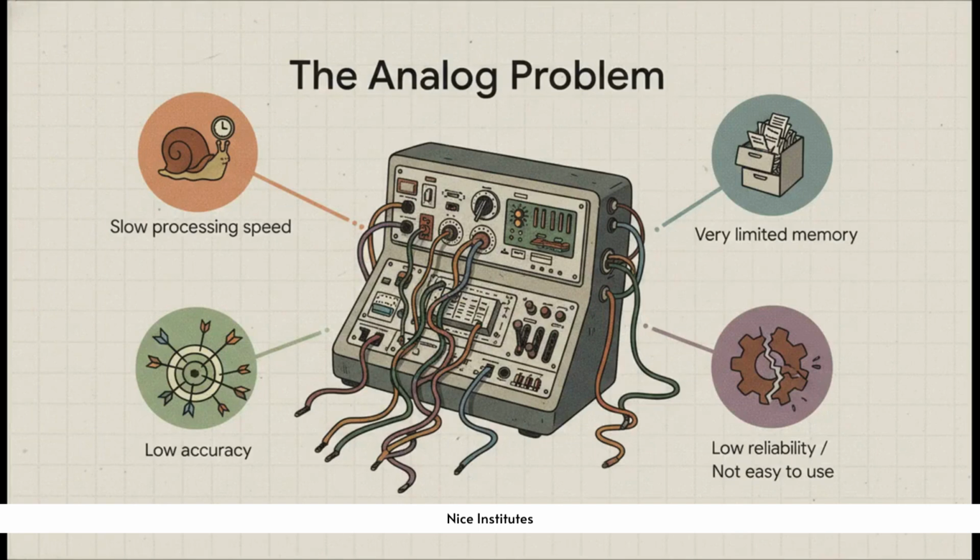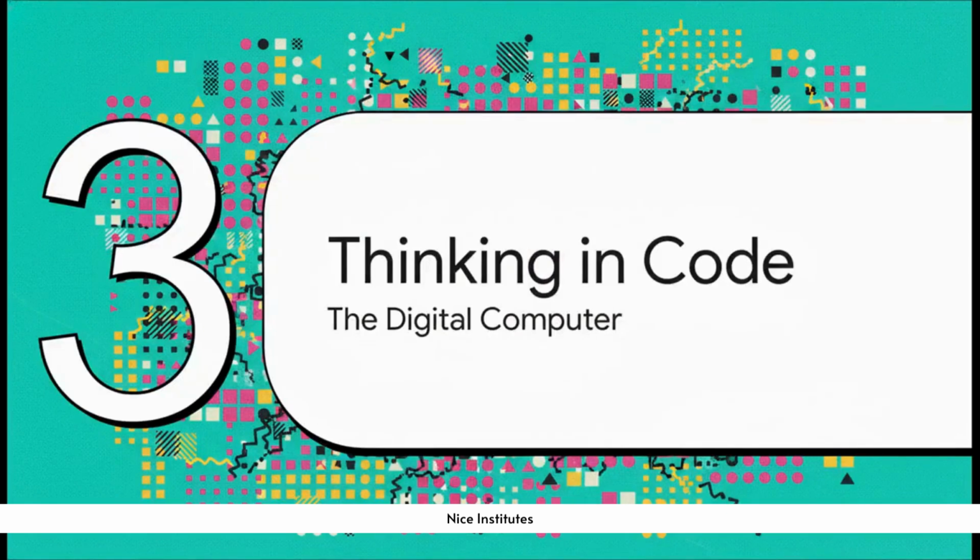But here's the catch. For all their elegance in measuring the real world, analog computers had some really serious problems. They were often slow, not super accurate, they could barely store any information, and they were incredibly difficult to program for new tasks. Something had to change. A new solution was needed. So what was that solution? Well, enter the digital computer.